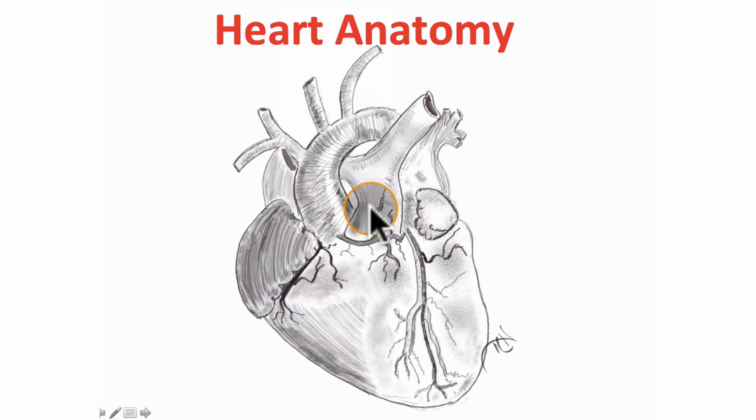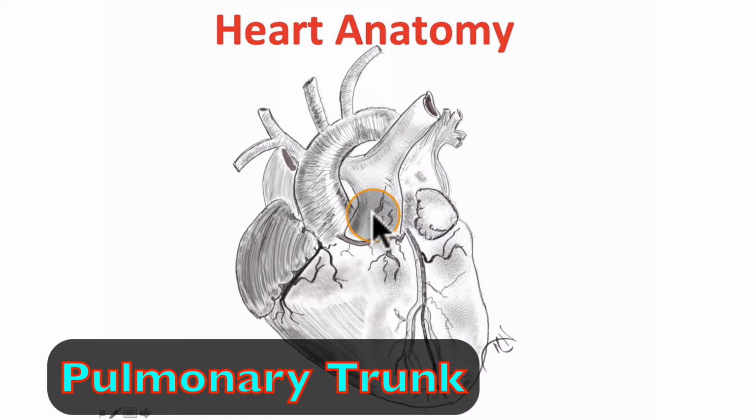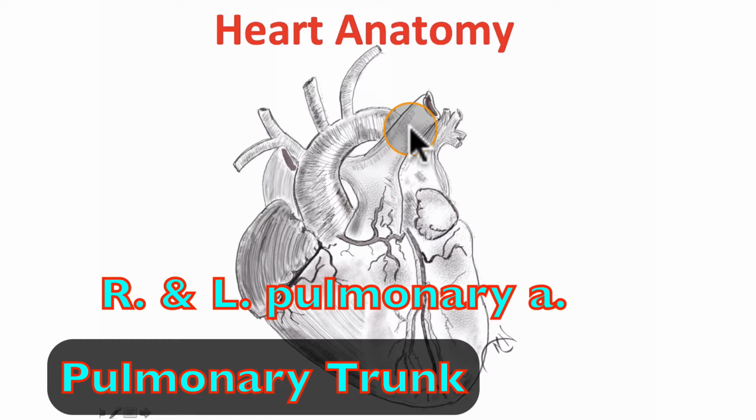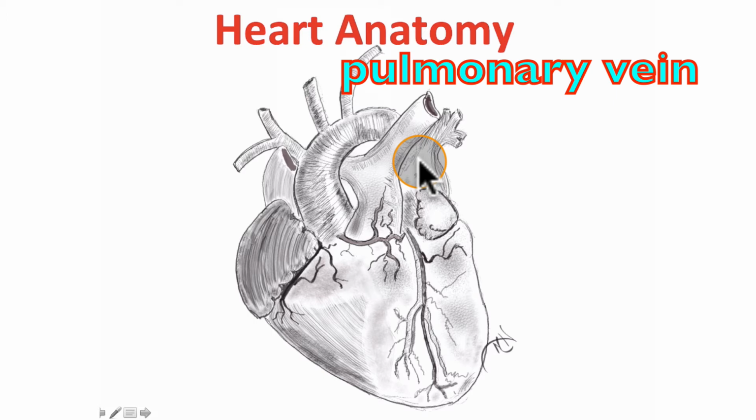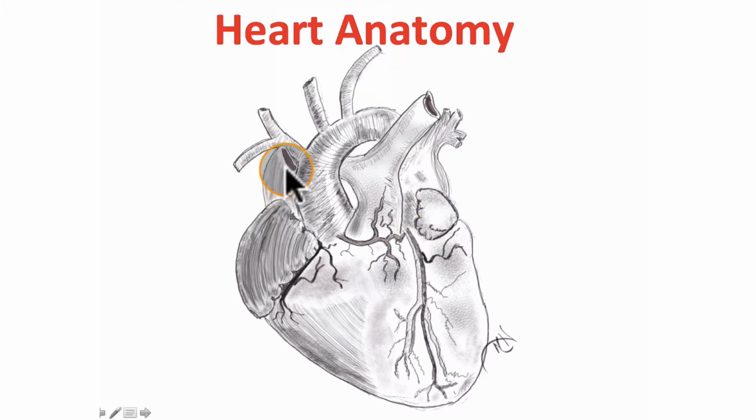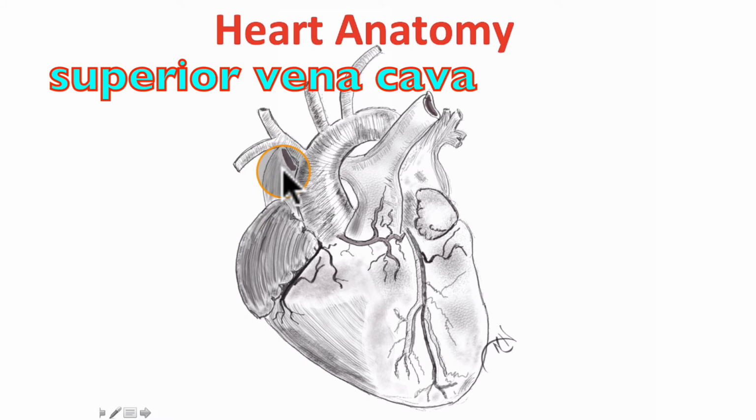This right here is a pulmonary trunk, which gives rise to the left pulmonary artery and the right pulmonary artery. The pulmonary arteries are bringing oxygen-poor blood from the right ventricle to the lungs to pick up oxygen. This right here is representing the pulmonary vein, which is bringing oxygen-rich blood from the lungs back to the heart, specifically to the left atrium. And this structure right here represents the superior vena cava.